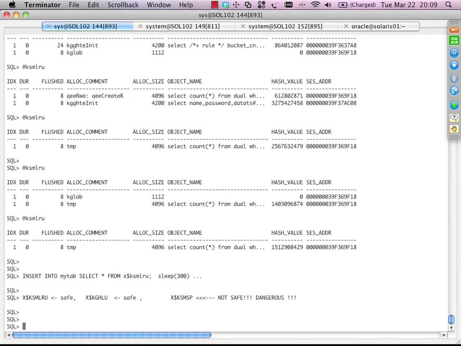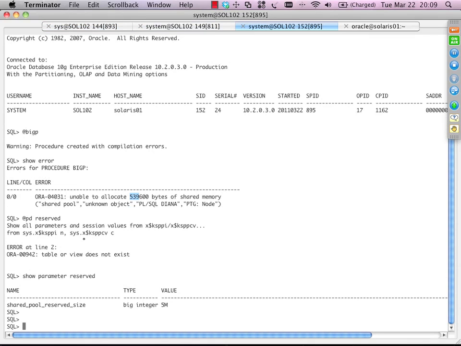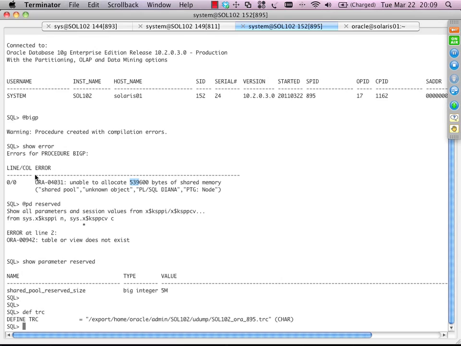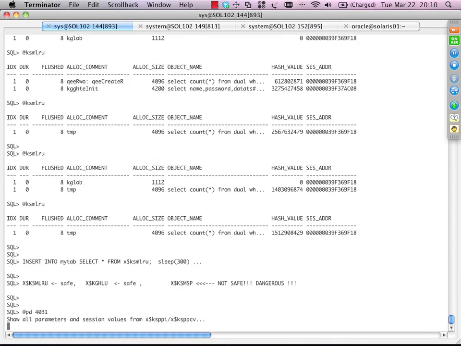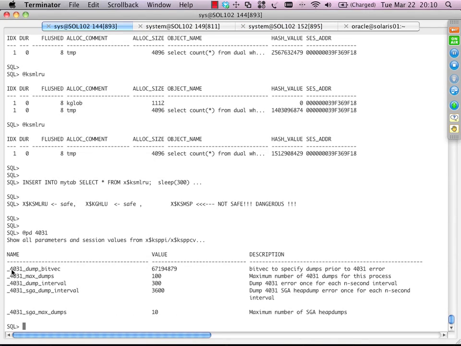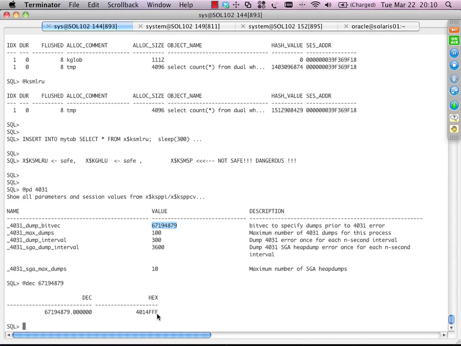Okay, so we did hit this error. I'm going to show you the last thing about the trace file. We did hit this error here, and starting from some version, probably 10g again, there are a bunch of new parameters called 4031 dump bitvec. This is actually a bitmap. I'm not going to convert it to bits or binary, but I'm going to convert it to hex, so it would be a bit perhaps more obvious.